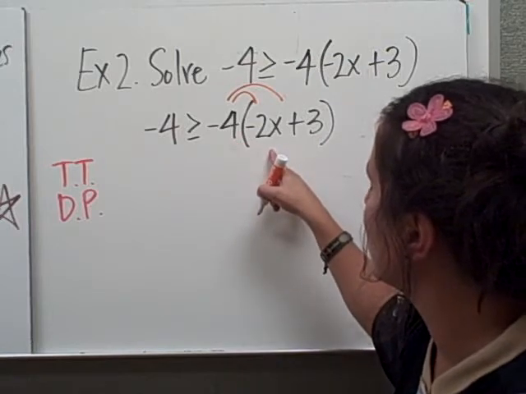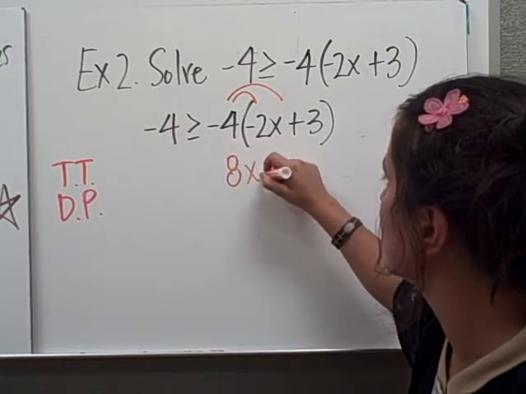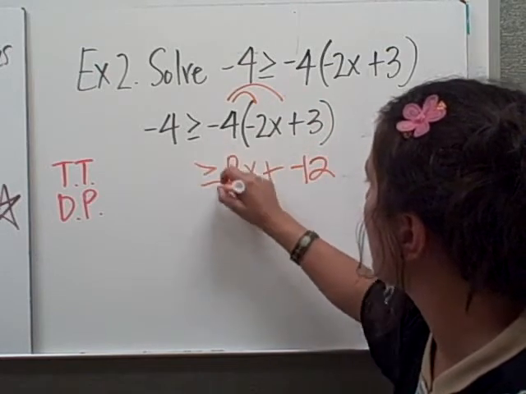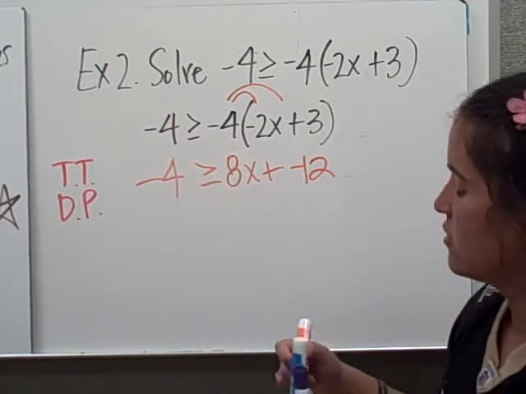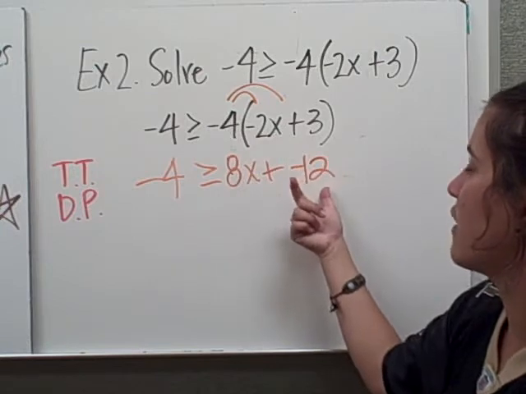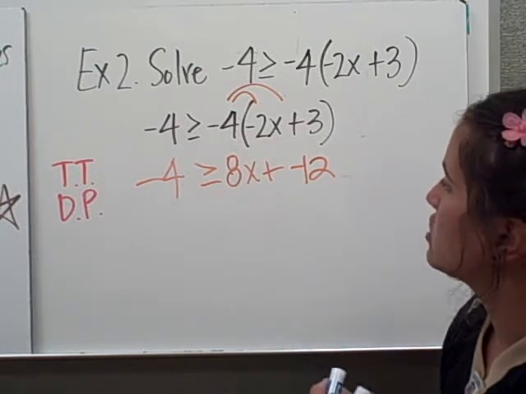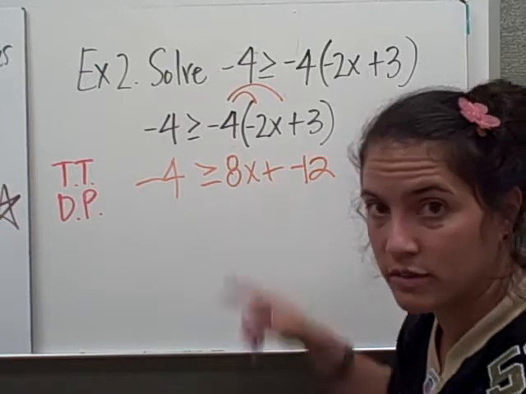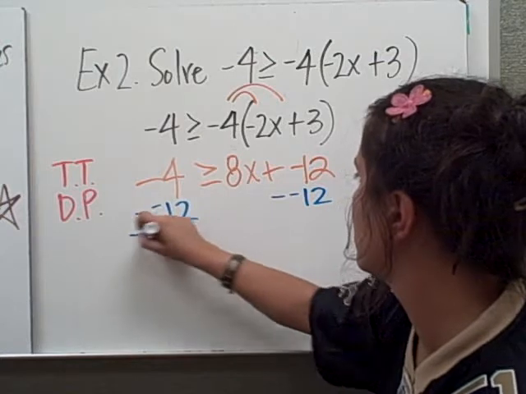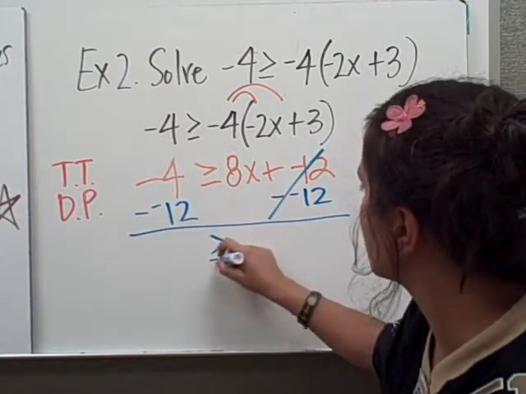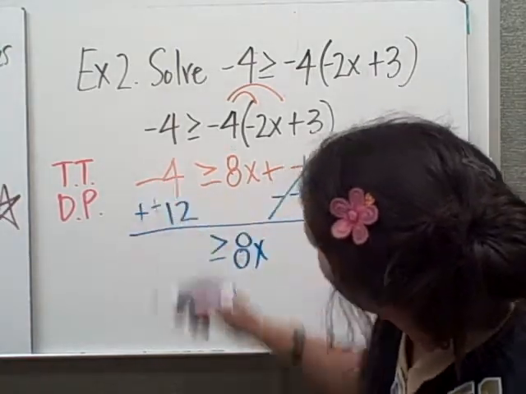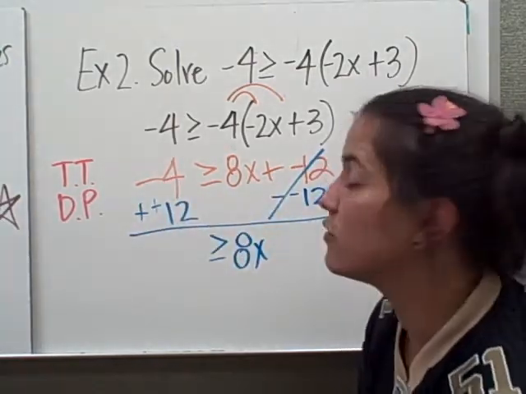Negative 4 times negative 2x is 8x. Negative 4 times 3 is negative 12. I bring down everything else. So notice these two negatives equal a positive, and this negative and this positive gave me a negative 12. I have now a two-step equation, so I want to undo addition. So I'm going to minus negative 12 on both sides. And that has left me with 8x on the right, and 4 minus negative 12 is the same as 4 plus 12, which is 16.